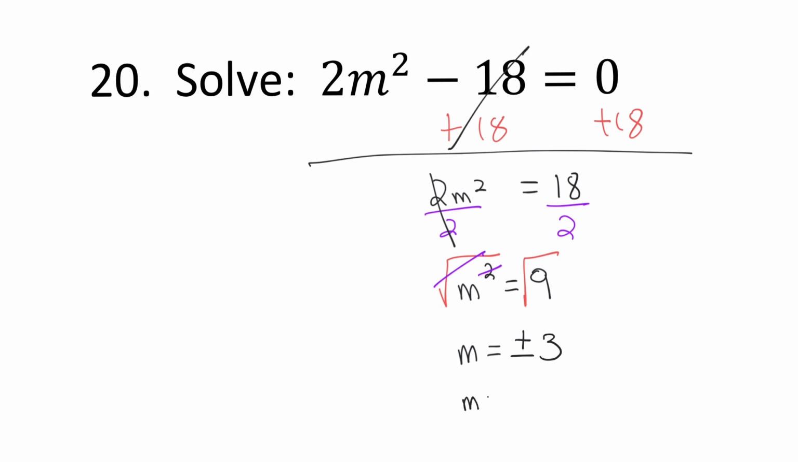You can have m equals negative 3, comma, and positive 3, because we do have two different roots or two different answers. We have a negative 3 and a positive 3. That's why we have a plus and a minus. So this is using the square root property to solve a quadratic equation.